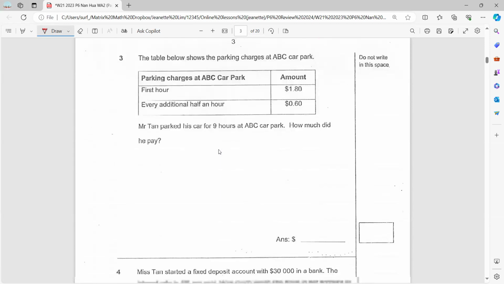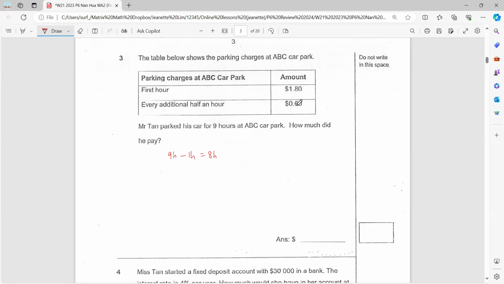Question 3. The table below shows the parking charges at ABC car park. Mr. Tan parked his car for 9 hours at this car park. How much did he pay? For the first hour, he's going to pay $1.80. And then every additional half an hour is 60 cents. So if you have 9 hours, first we split it: we take away the first hour first, and you're left with 8 hours. The remaining 8 hours will be paid using this rate, 60 cents for every half an hour.